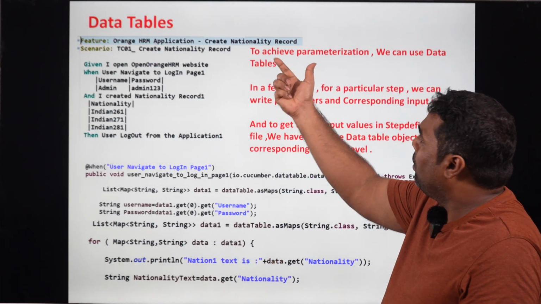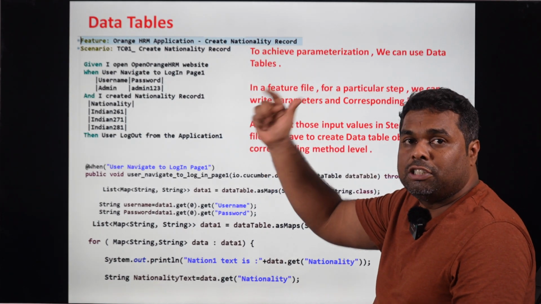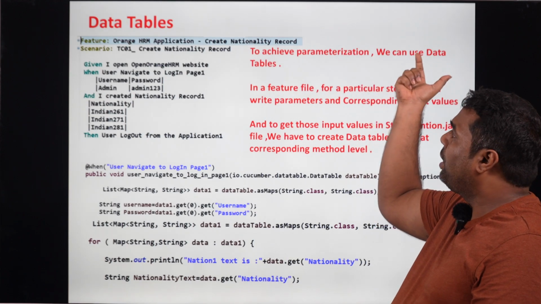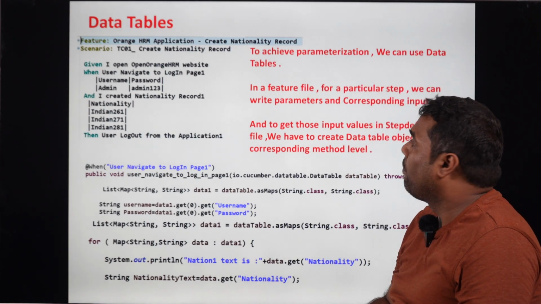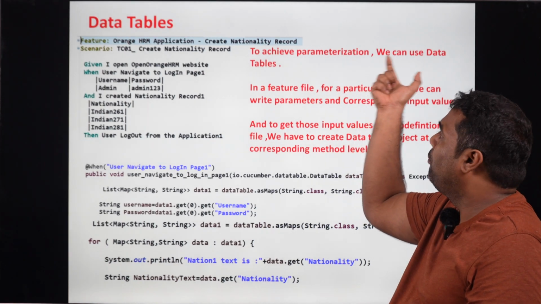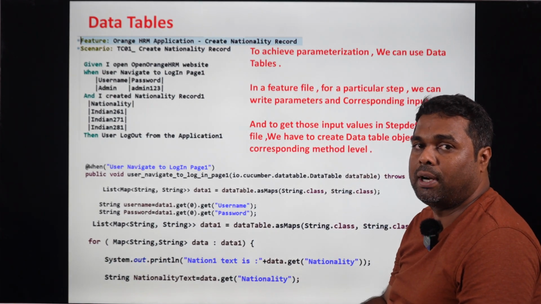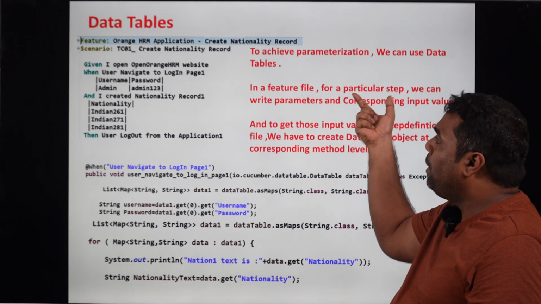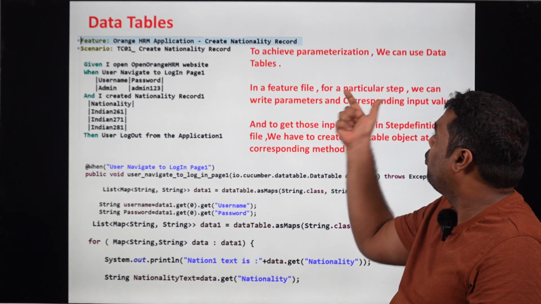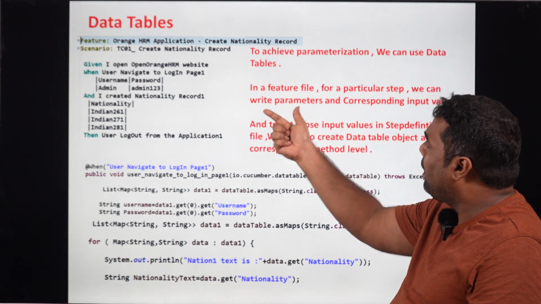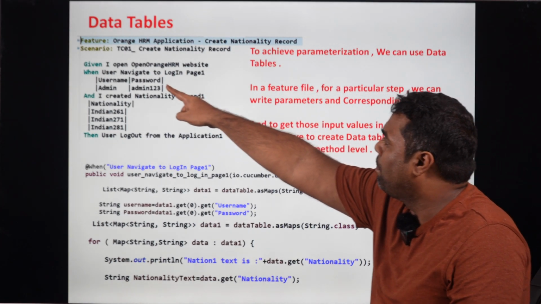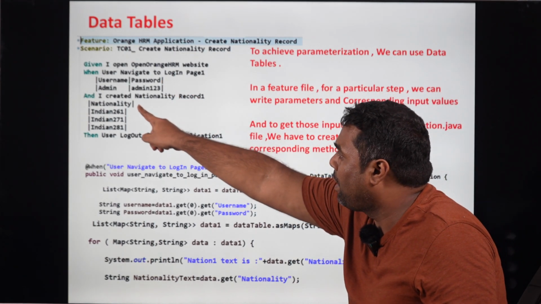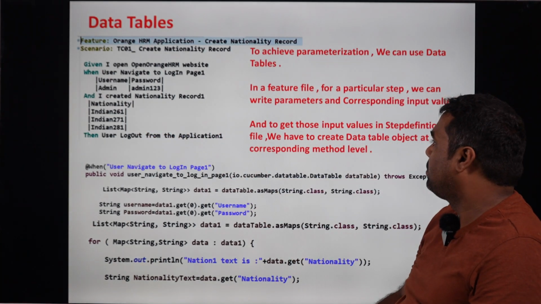Now let us discuss the data tables concept. To achieve parameterization we can use data tables in Cucumber. In a feature file, for a particular step, we can write parameters and corresponding input values, and here also we are writing parameters and corresponding input values.